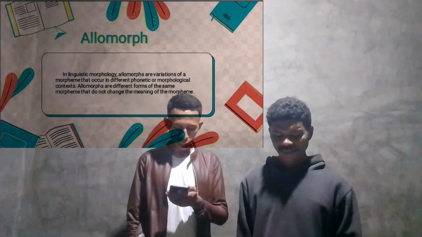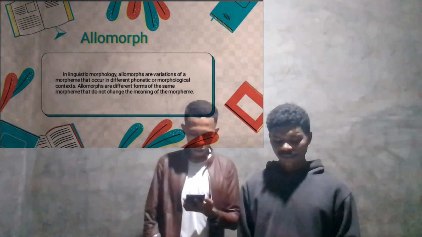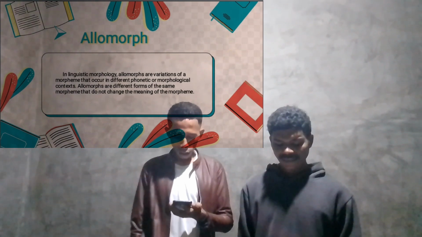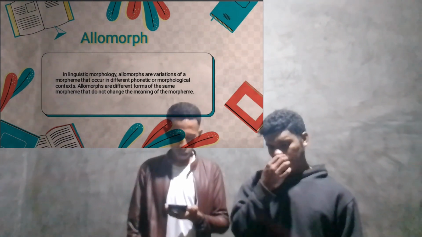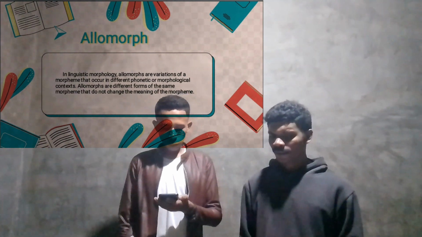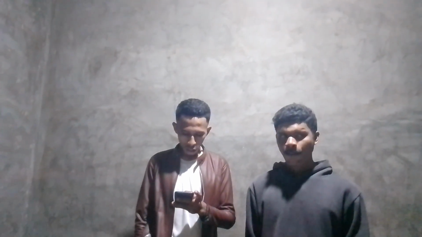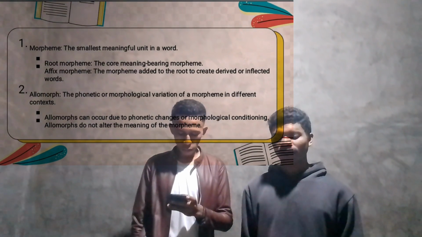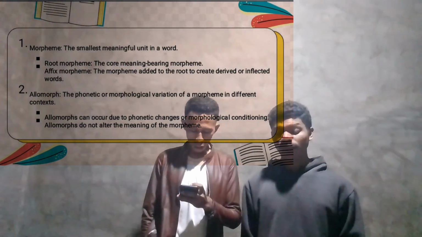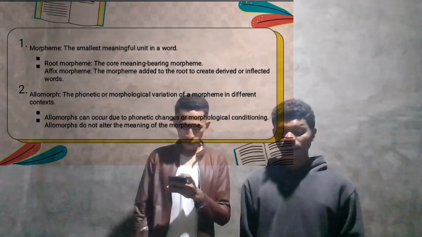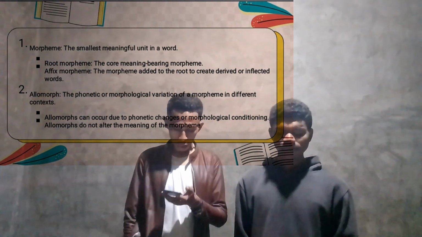Okay, the next slide, I want to tell you about allomorph. So in linguistics, morphology and allomorph are variants of morphemes that occur in different phonetic or morphological contexts. And allomorphs are different forms of the same morpheme that do not change the meaning of the morpheme. And in this topic, there are two different meanings, and the first one is morpheme.